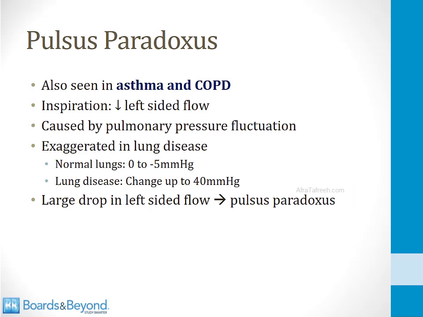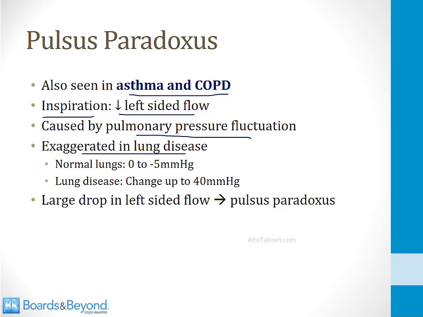It's high yield for your boards to know that a pulsus paradoxus can be seen in lung diseases like asthma and COPD. The physiology behind pulsus paradoxus in these conditions is very different from the physiology in tamponade. Normally, when you inspire, there is a slight decrease in left-sided flow. This is why murmurs on the left side of the heart, like mitral regurgitation, get quieter during inspiration. The reason for this change in left-sided flow is pulmonary pressure fluctuation that normally occurs when you take in a breath. These fluctuations in pulmonary pressure are exaggerated in lung disease.